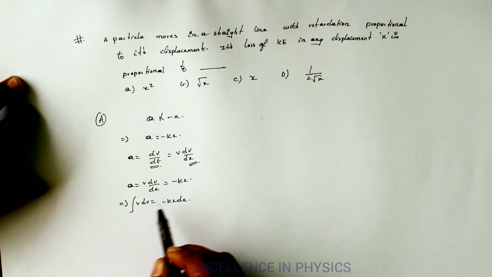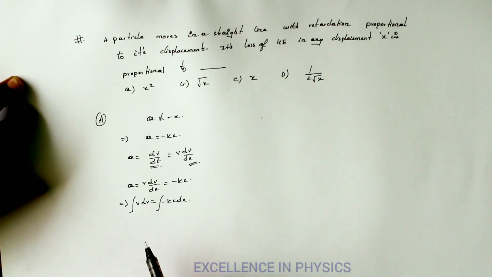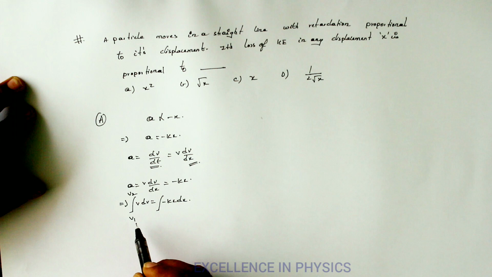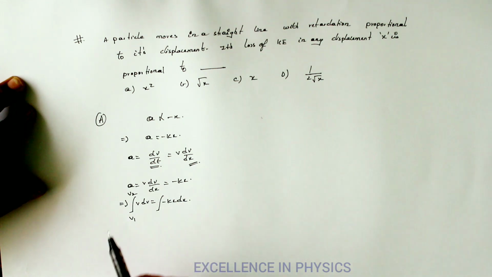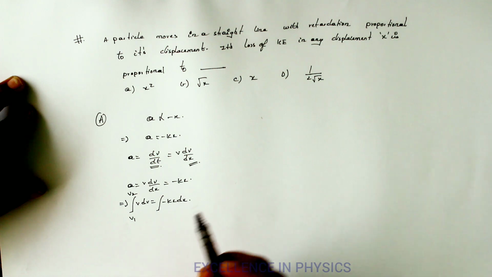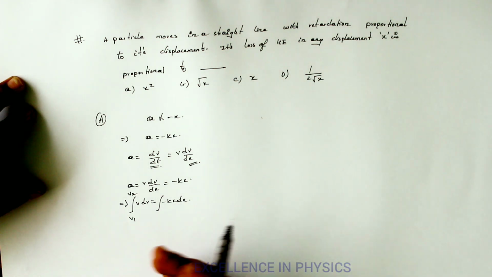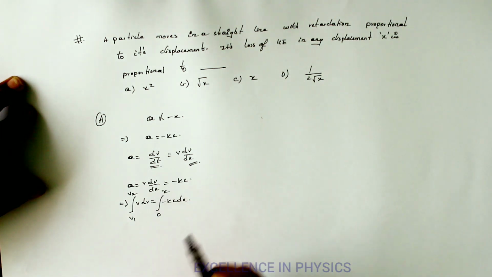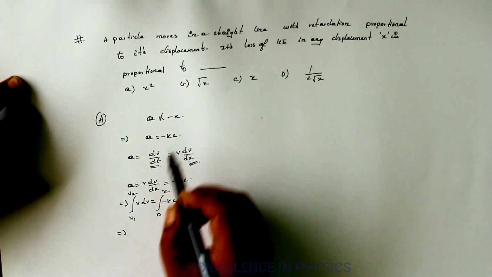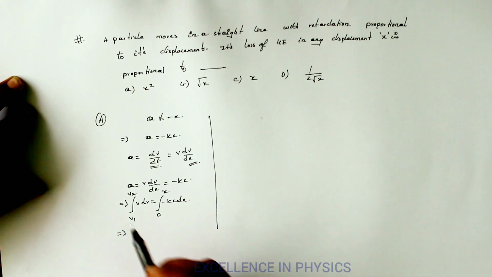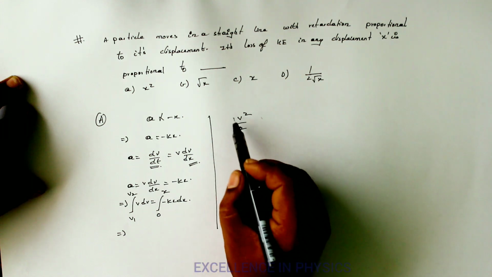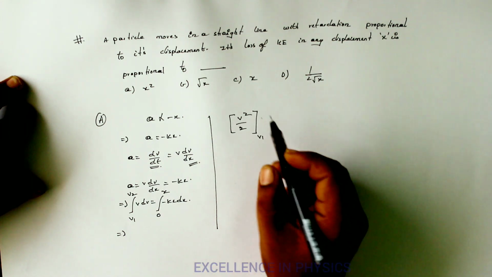Now, if I integrate this on both sides, what will be my limits of integration? As the kinetic energy is decreasing, the limits of integration will be v1 to v2. Initially the velocity of the body is v1, finally its velocity is v2. And here the x value changes: when I started observation I consider x to be 0, and after some time the x value covered is x. So integration of v dv is v square divided by 2, with limits from v1 to v2.